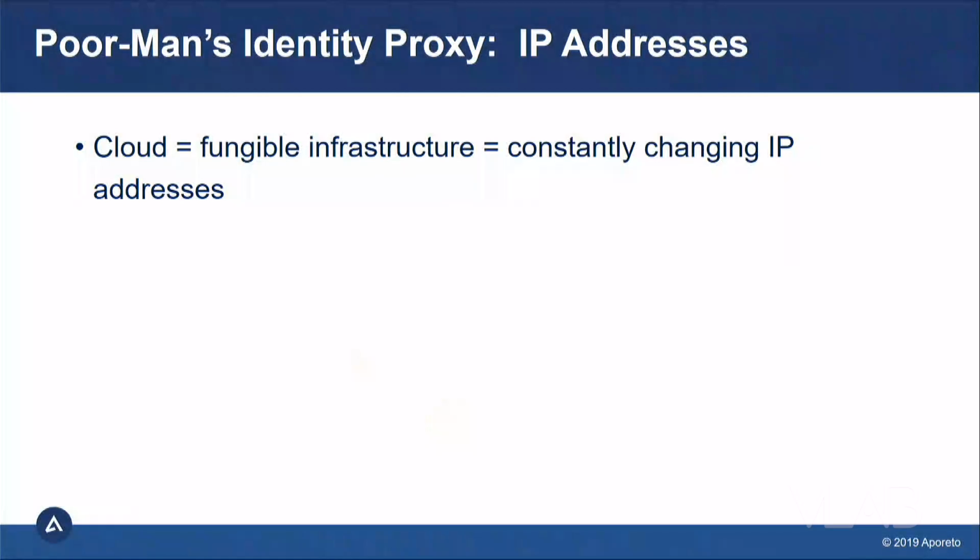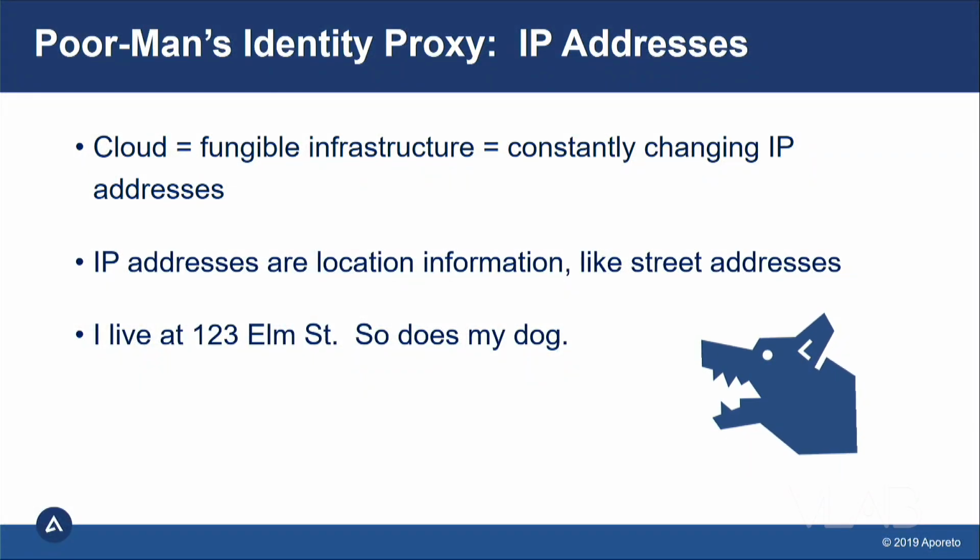So why is an IP address bad? My brethren here are network centric, so I'm going to poke a little bit of fun at them. But why is the poor man's identity, which is an IP address, a bad thing? One is when we're going to the cloud, it's a fungible resource. And because it's fungible, IP addresses change all the time. And IP addresses are like street addresses. It's a location. It's not an identity. And it so happens that both my dog and I live at the same address.